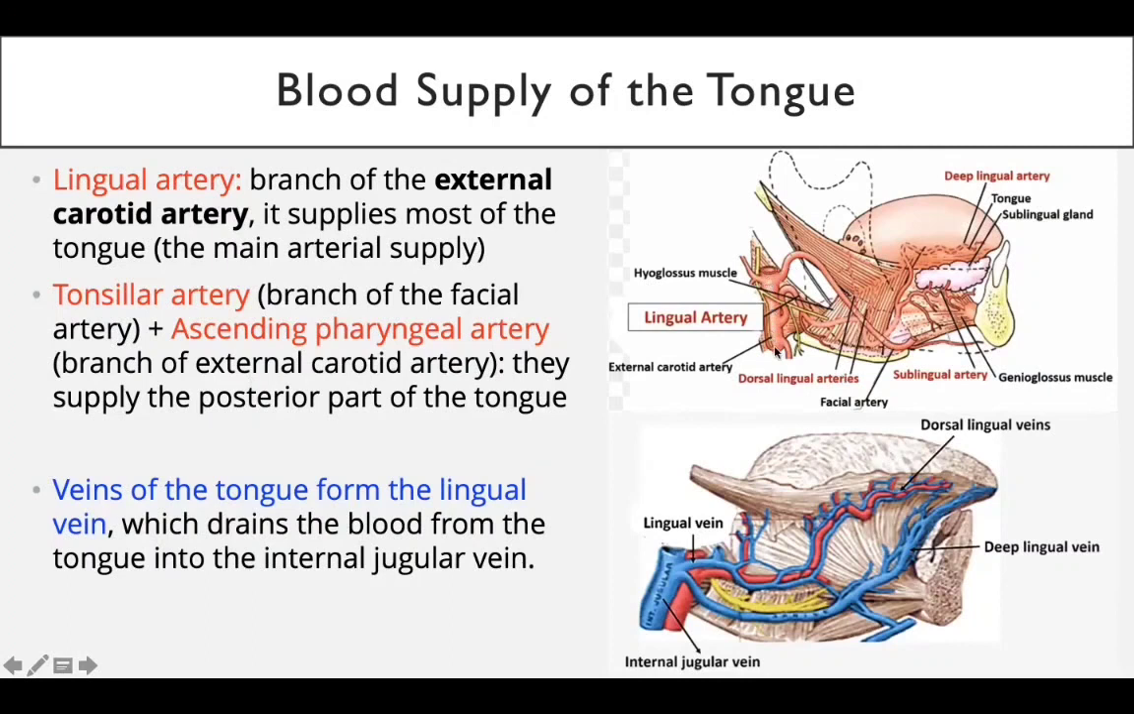So here is the external carotid artery. Let's annotate that. External carotid artery, right? And then we have the facial artery. Let's trace it back. One of the branches of the external carotid artery is the facial artery.